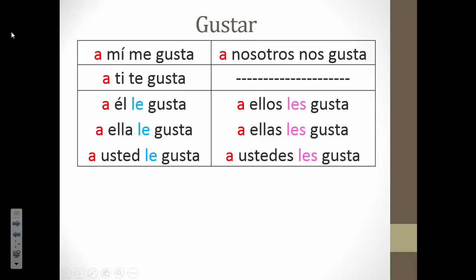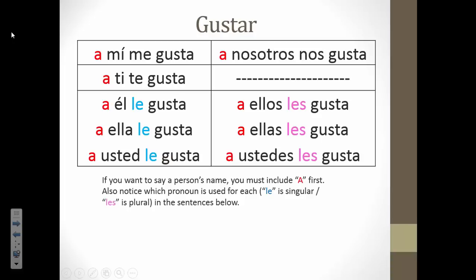All right, well, let's look a little bit more at how to use gustar. If you want to say a person's name, you must include a first. Okay, so if I want to say Carlos likes to do something, I would say a Carlos le gusta. I could also just say le gusta. So let's look at the chart here. Remember, you can say me gusta by itself, or you can say a mí me gusta. Both are correct. Okay, look at our examples.